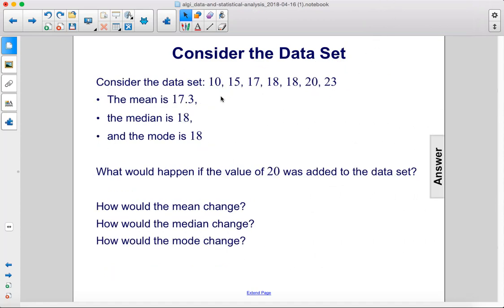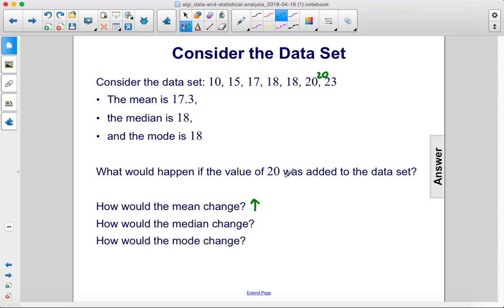Consider the data set. The mean here is 17.3, the median is 18, and the mode is also 18. What would happen if the value of 20 was added to the data set? So adding a 20 in here, how would the mean change? Well, the mean would go up, because 20 is greater than 17.3, therefore the mean would increase.